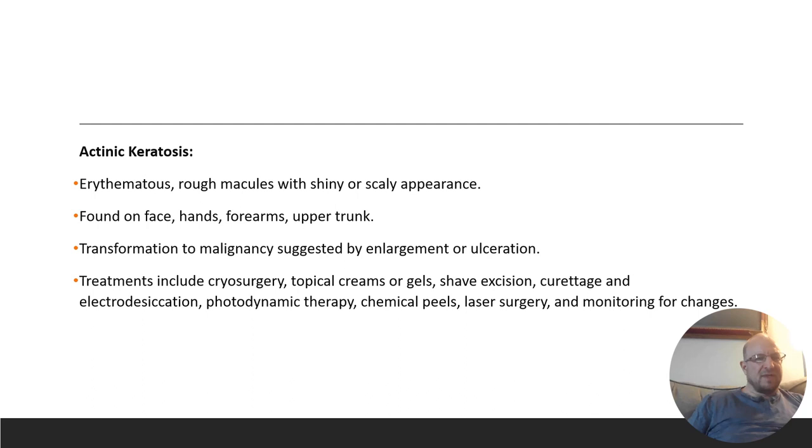And actinic keratosis: erythematous, rough macules with a shiny, scaly appearance. And erythematous means red skin, found on the face, hands, forearm, upper trunk. Transformation to malignancy is suggested by enlargement or ulceration. Man, I've been talking a lot. Treatment includes cryotherapy, freezing, topical creams and gels, shave, excision, curettage, and electrodissection, and so on.